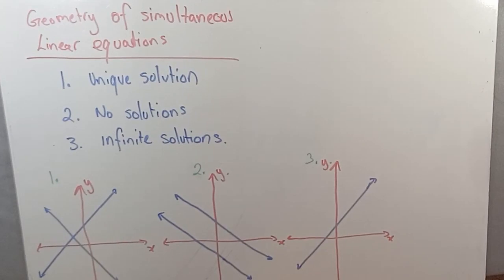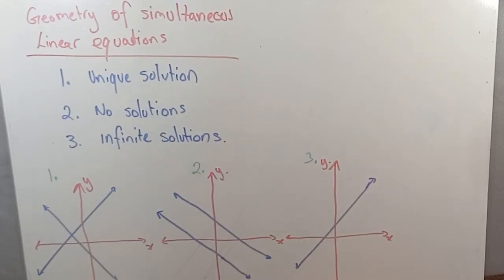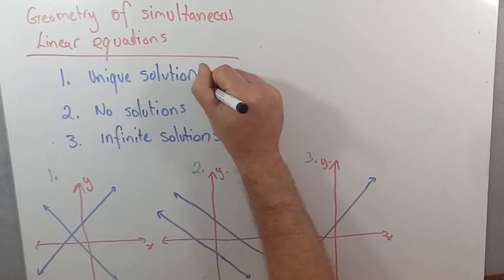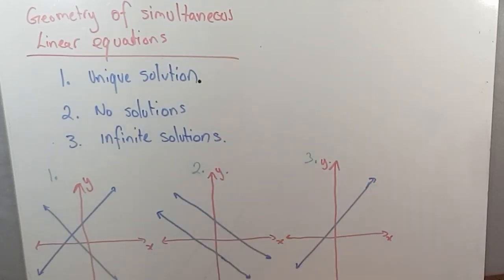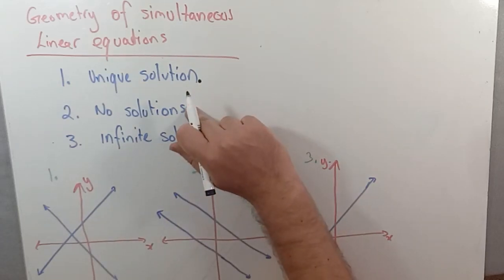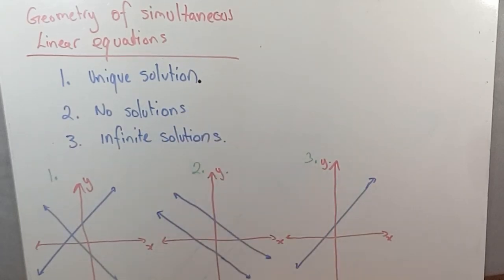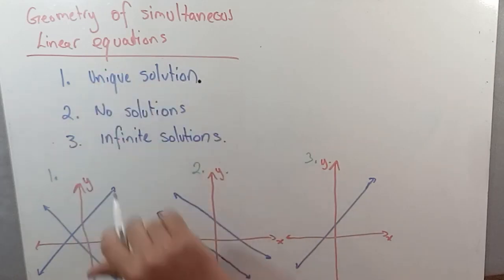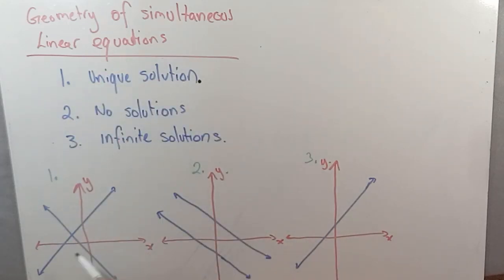Next one, geometry of linear equations. When you're solving linear equations, there are 3 possible things that can happen. You could get a unique solution, just one solution, so one x and one y value, for example. You could get no solutions at all, or you can get infinitely many solutions. These are the only 3 possibilities. So let's have a look at what they look like.